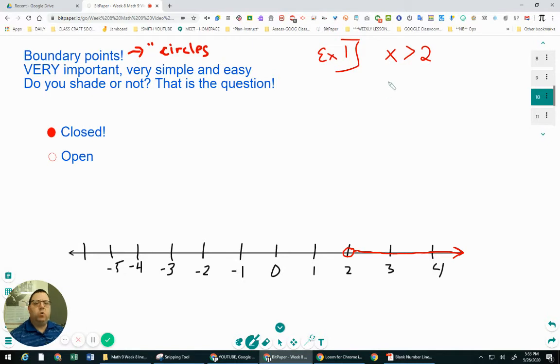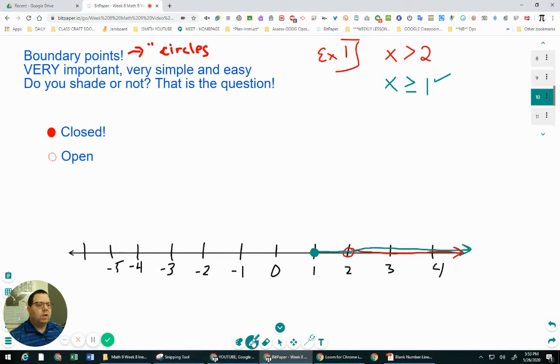Now let's say I'm doing a completely different question and I get a solution of x is supposed to be greater than or equal to, let's go with 1. Now here's what you do. Start with 1, but this time you are going to shade it in because, you might be able to guess, 1 is a possible solution. It's an allowed solution. It says x is equal to or greater than 1. So because equal to or greater than 1 is an allowed solution, you're going to close the circle.